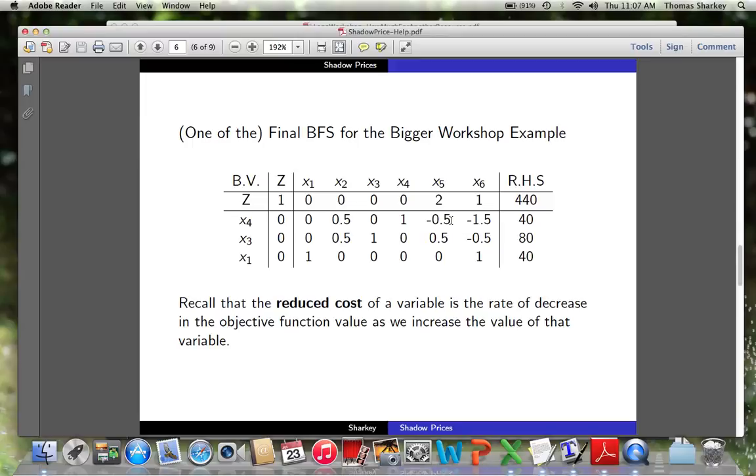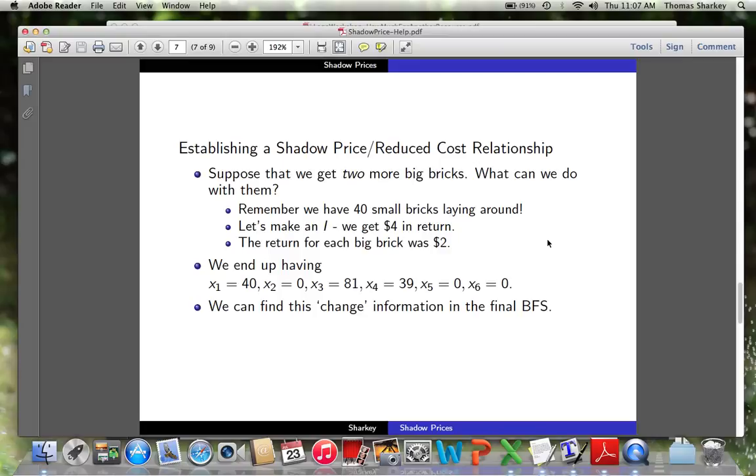And the second question was basically, your parents are willing to give you 2 extra big bricks a week. How much would you pay for them? So let's look at that question. Suppose we can get 2 more big bricks. Okay, what are we going to do with 2 more big bricks?